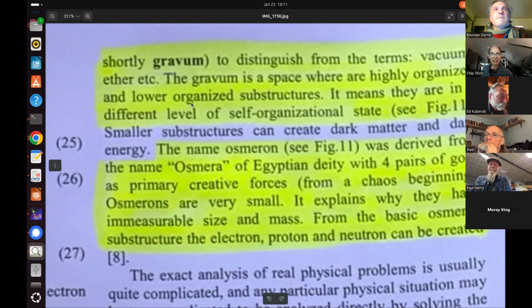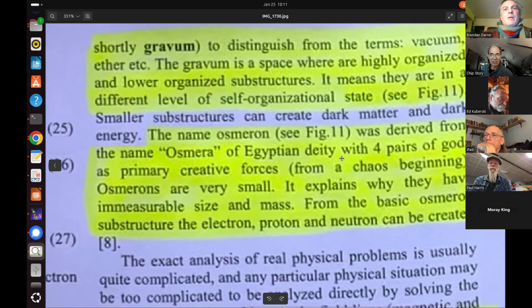So he's putting gravity at the foundation of this whole circus. The gravum is a space populated with highly organized and lower organized substructures. It means that they are in a different level of self-organizational state. Fractalized, maybe. Smaller substructures can create dark matter and dark energy.